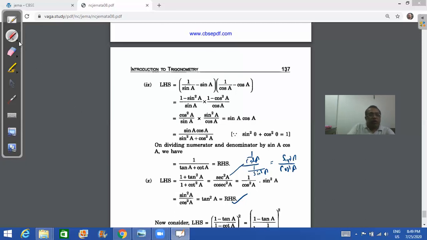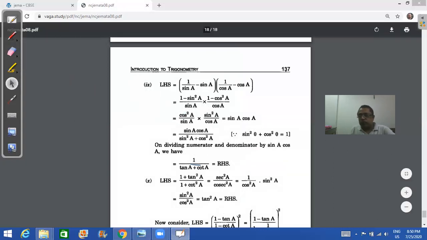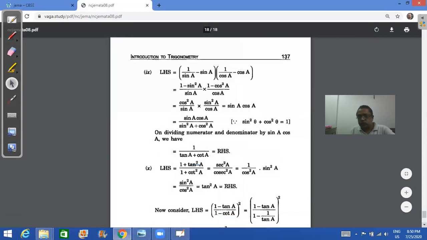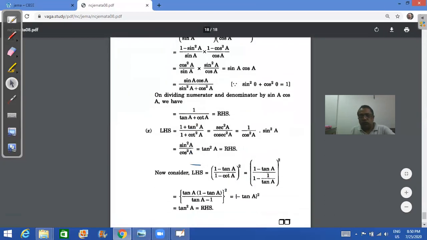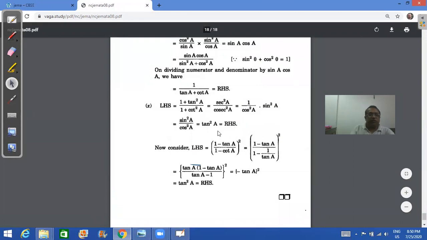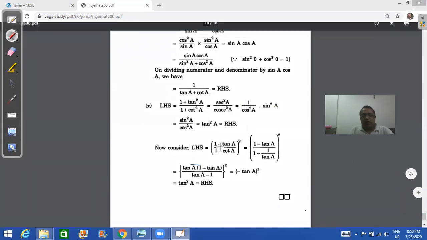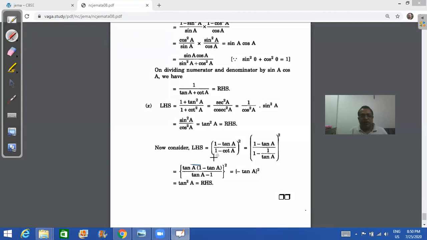So that's the first part, and then there is also a second part to this. So let me come to the second part. Yes, so this is our second part. The second part is to prove that (1 minus tan A) by (1 minus cot A) whole square is equal to tan square A. Okay, we need to prove that it is equal to tan square A. (1 minus tan A) upon (1 minus cot A) whole square has to be proved equal to tan square A.